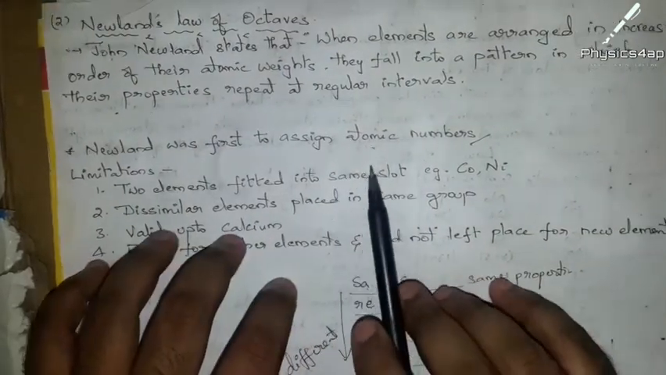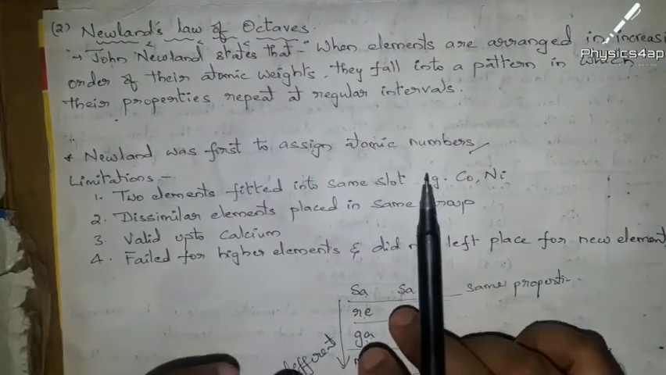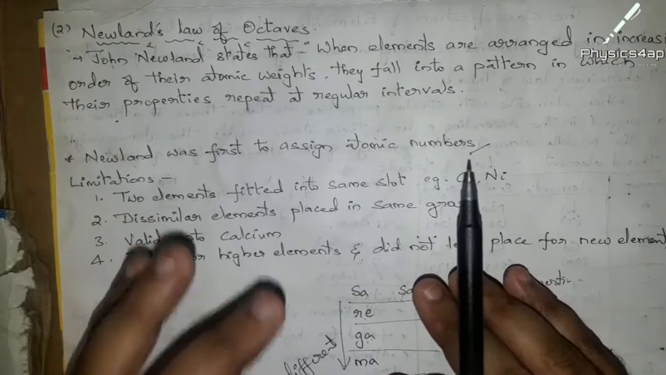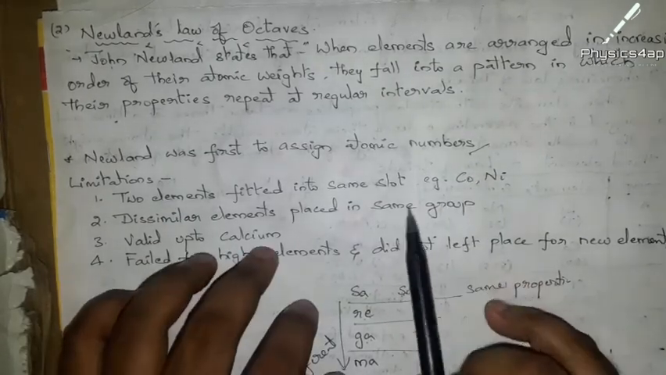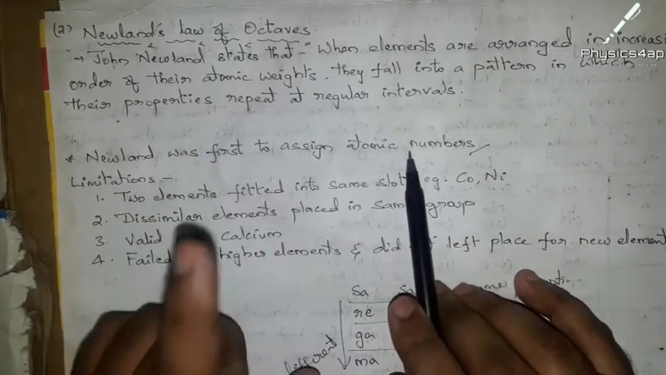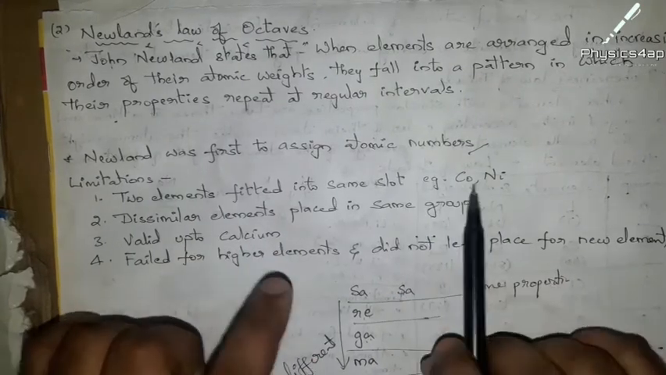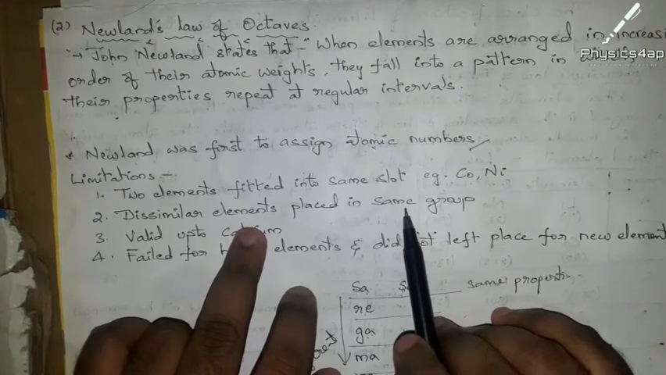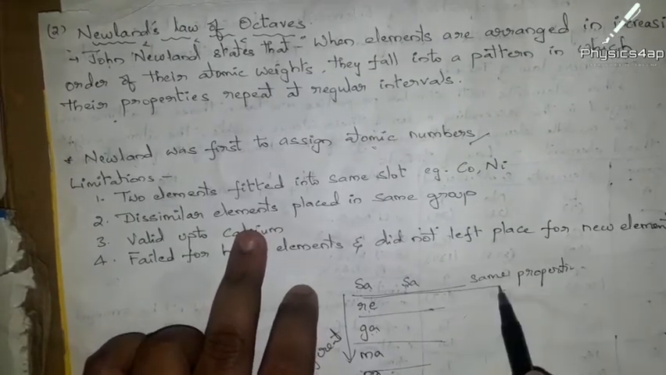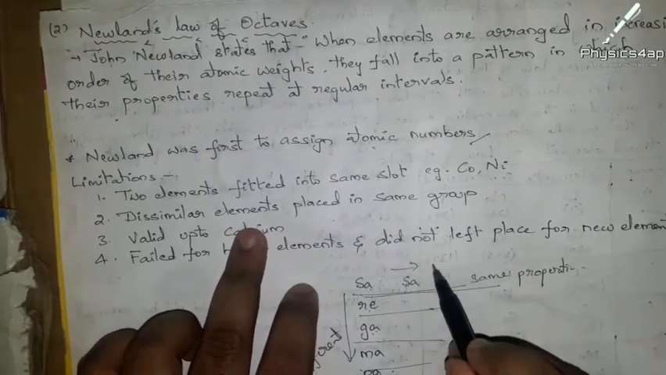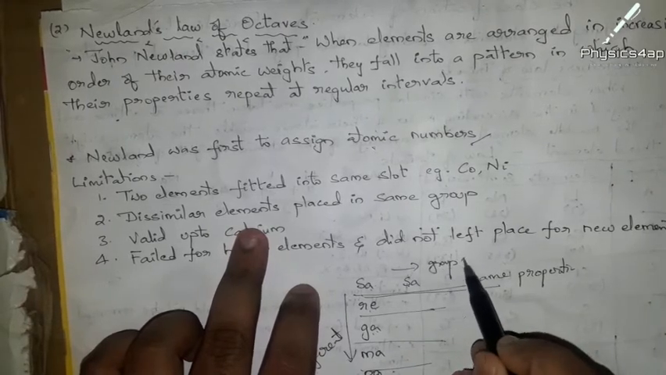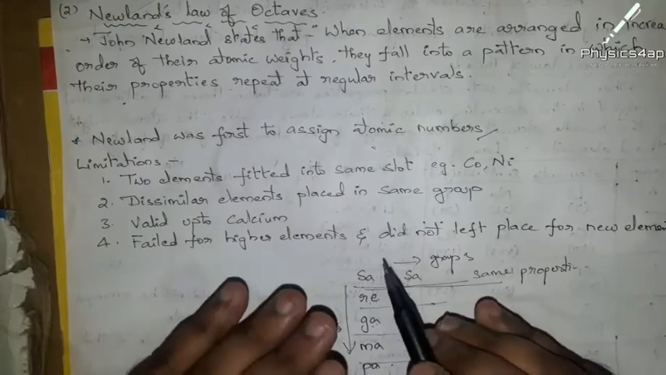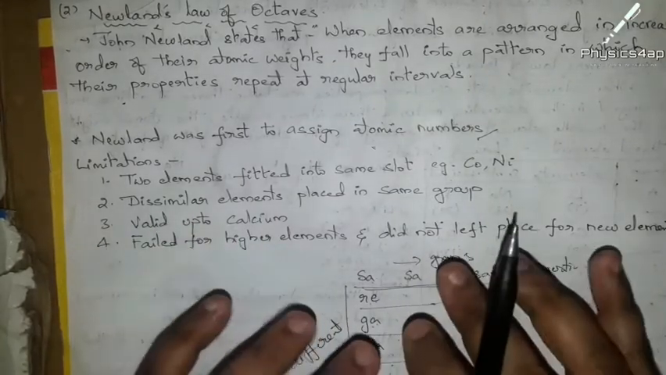Just like how we cannot assign the same hall ticket number to 2 different students, right? One hall ticket number for one student. In the same way, one atomic number should be assigned to only one element. Also, dissimilar elements are arranged in the same group. This we call a group. The properties should be the same, but in his periodic table, elements which have different properties have been arranged together.